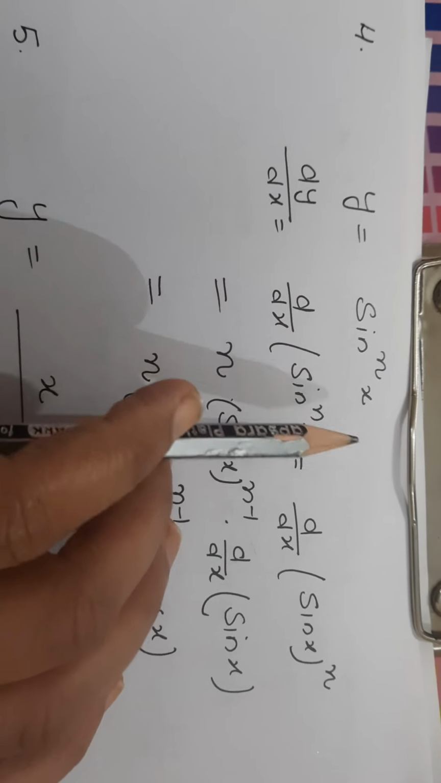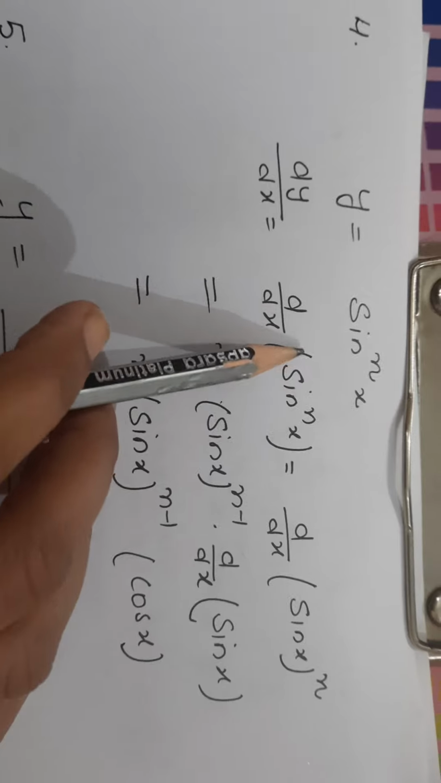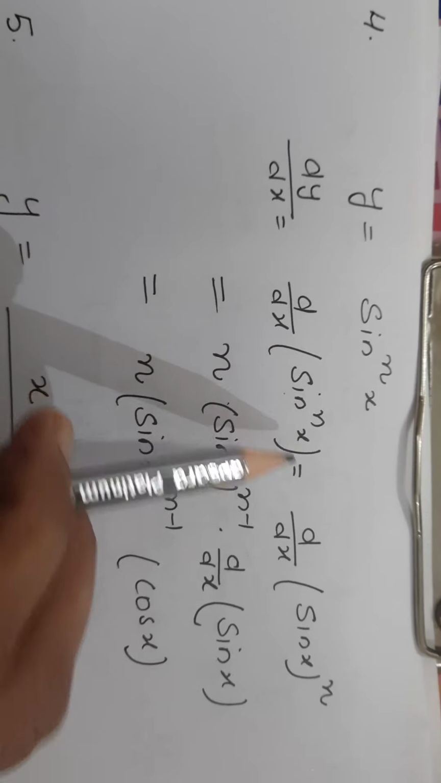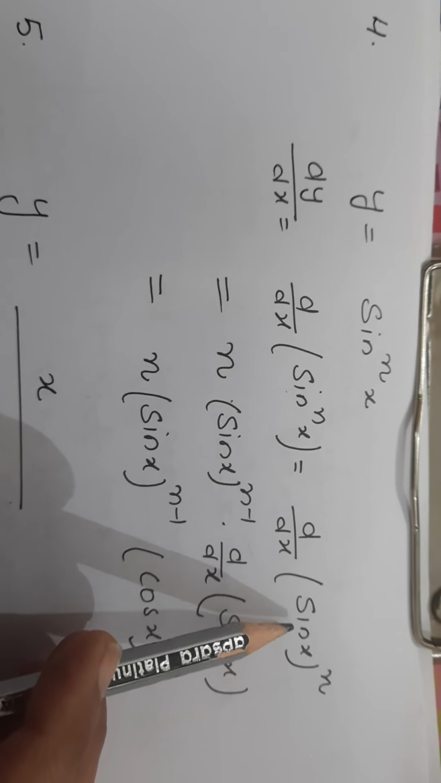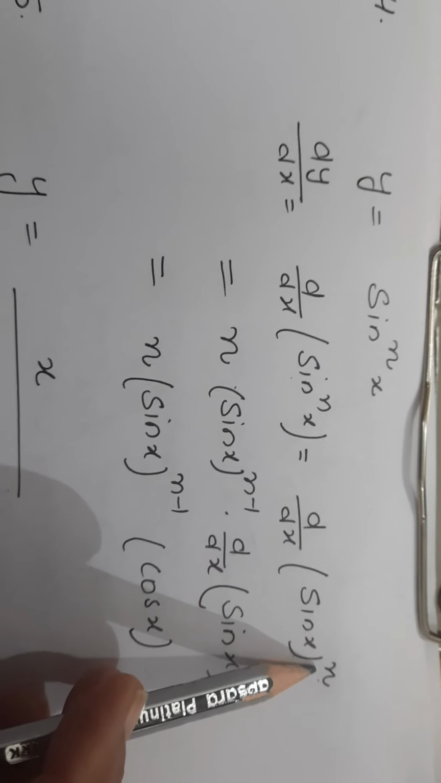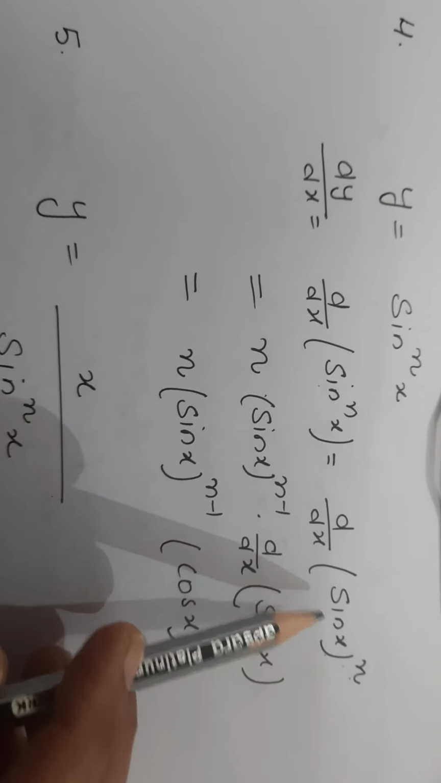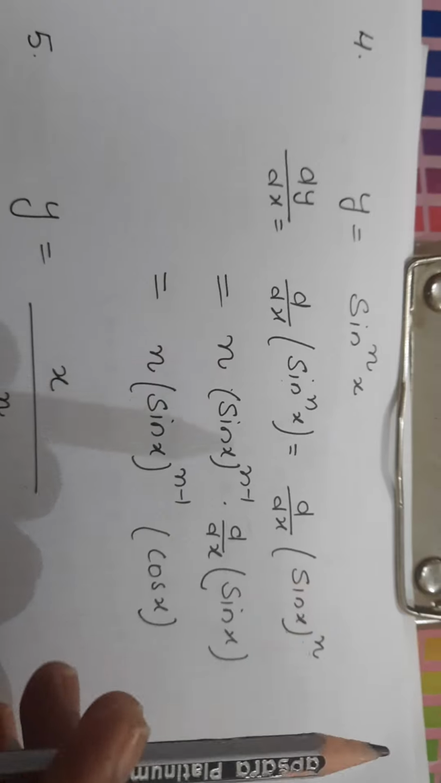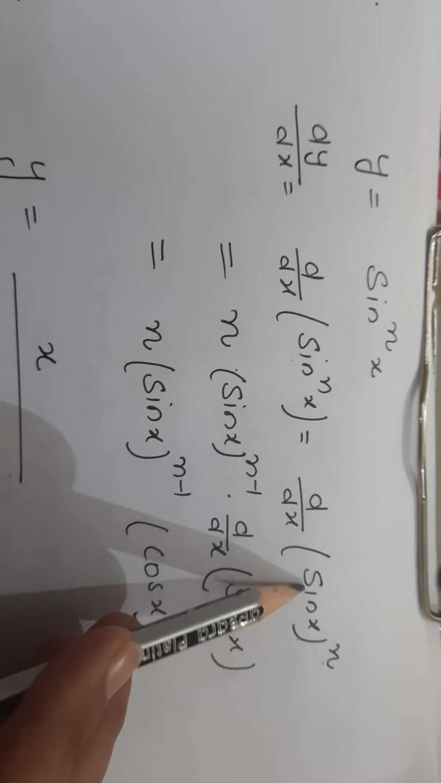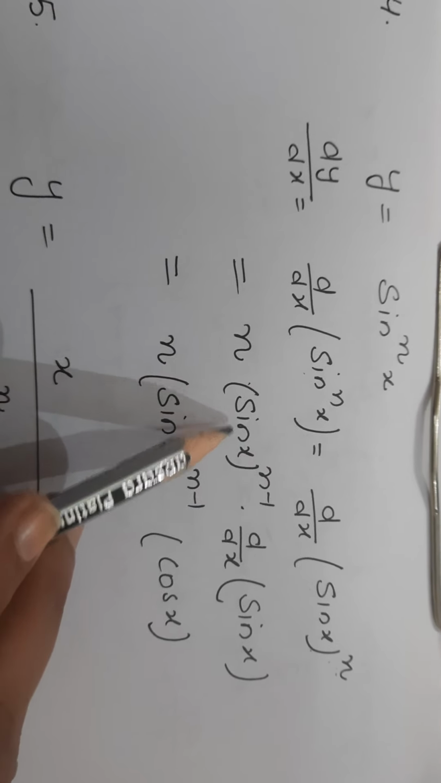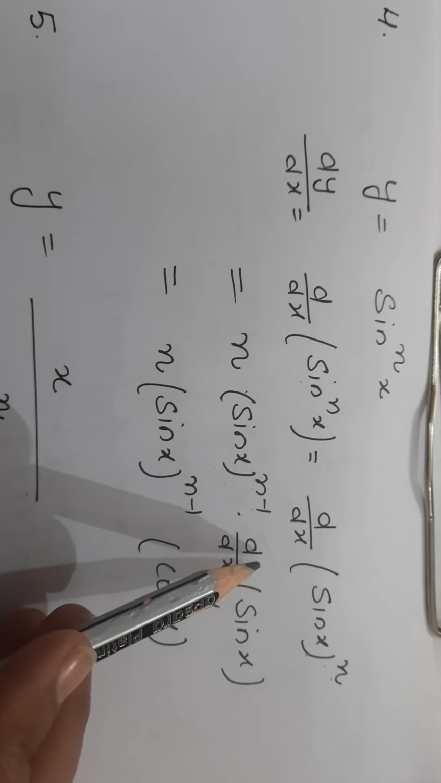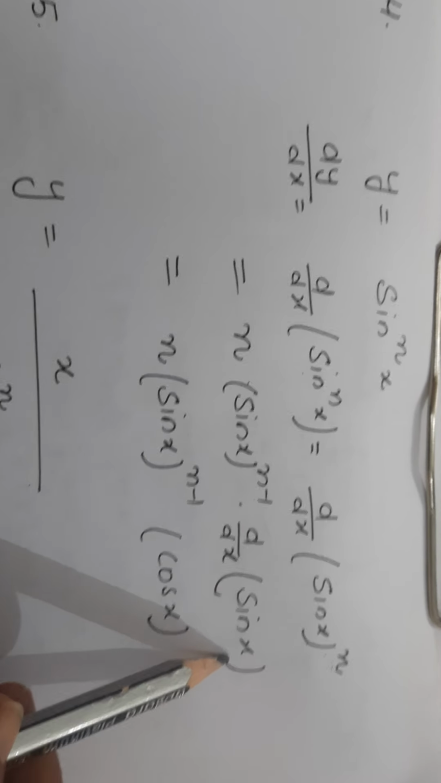Find the derivative of this function. So dy by dx is d by dx of sine of x, whole power n. This is written as (sin x) whole power n. So first you are going to follow the power rule, like the derivative of x raised to the power n is n into x raised to the power n minus 1. So this is n. In place of x we have sin x. n into sin x raised to the power n minus 1 into the derivative of sin x.